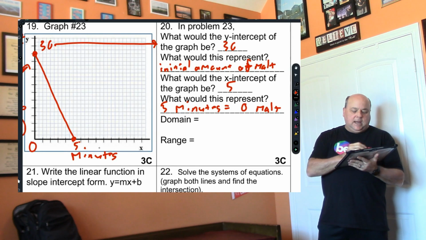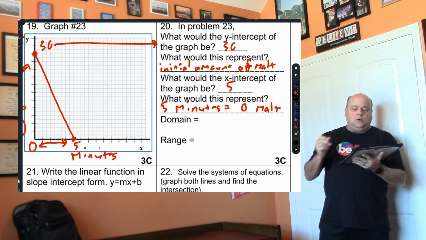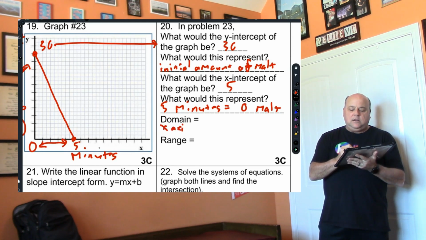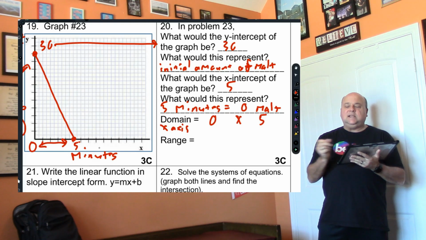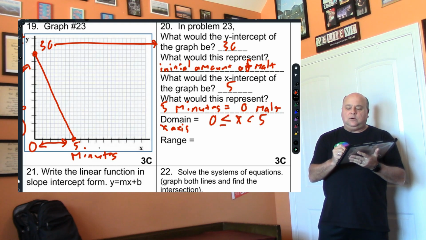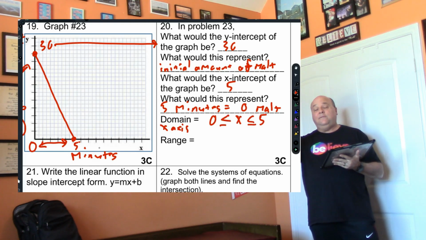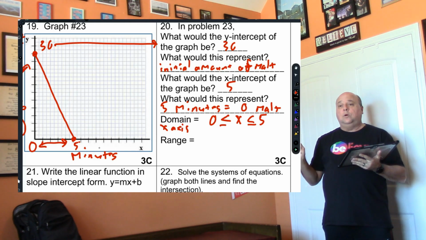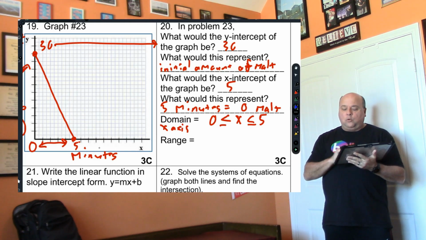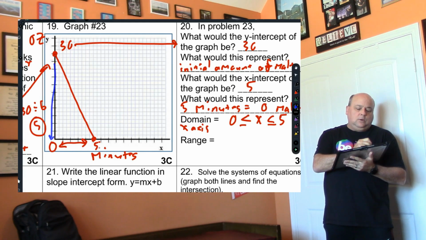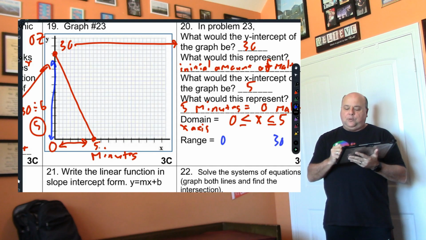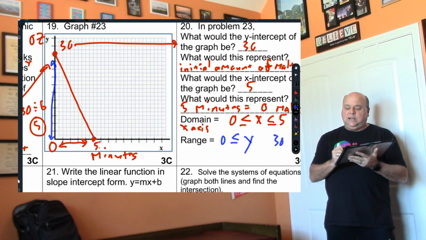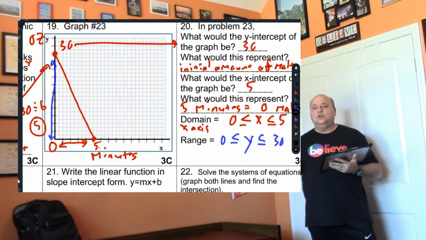Now then, the domain, this right here is my domain. It's the x-axis, right? The domain goes from 0 to 5, doesn't it? So I'm going to put 0 and 5. My domain is x, and you always use less than or equal symbols, because we're going to have our closed dots here. If you have an open dot, you won't put the equal bar, will you? Our range is going to go from 0 to 30. So the range goes from 0 to 30. I'll put a y. And remember, we use less than or equal symbols to do that, okay?